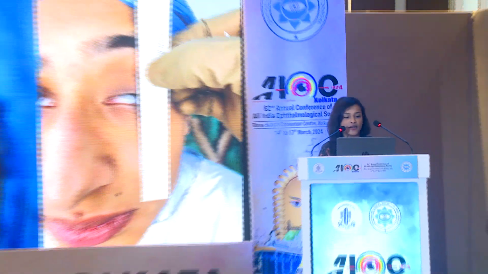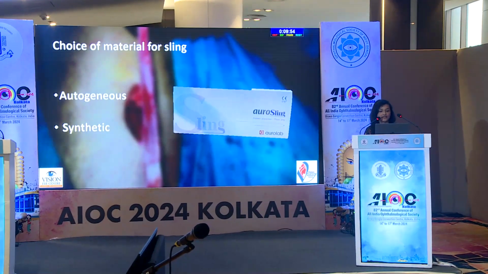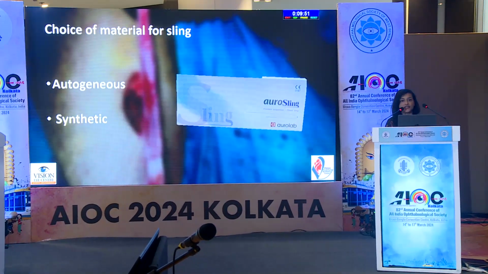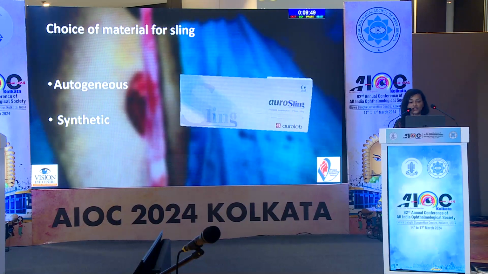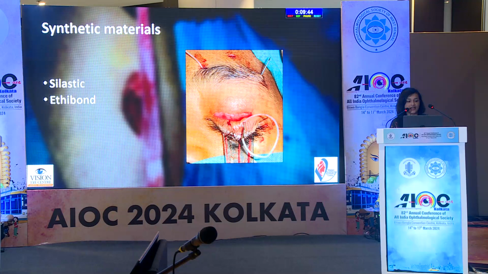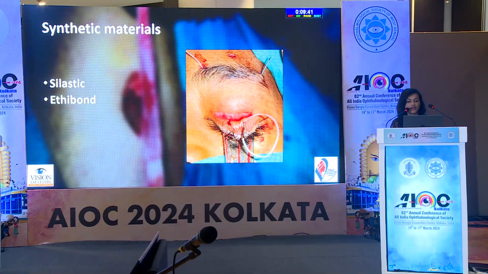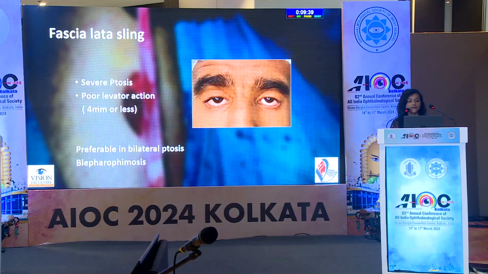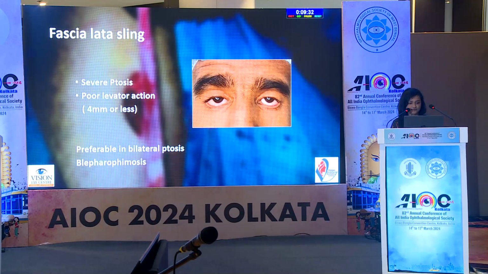So how do we decide when to do a frontalis sling surgery? Of course, we all know that when you have a very poor levator action, that is less than 4 millimeters, that's when we decide to go ahead and do a frontalis sling surgery. We have various materials which we can use, autogenous or synthetic. Amongst the synthetic, the most commonly used is the silastic sling and the Ethibond in younger children. The fascia lata sling is something that we do for severe ptosis, and now there's a frontalis flap which is also done for the same.